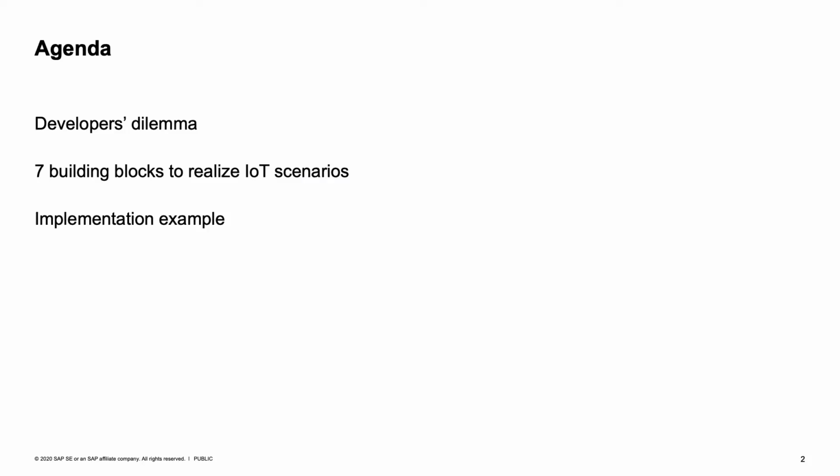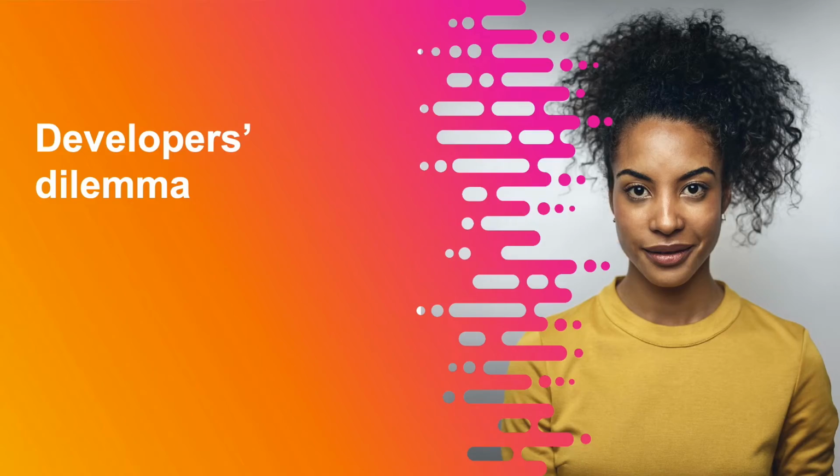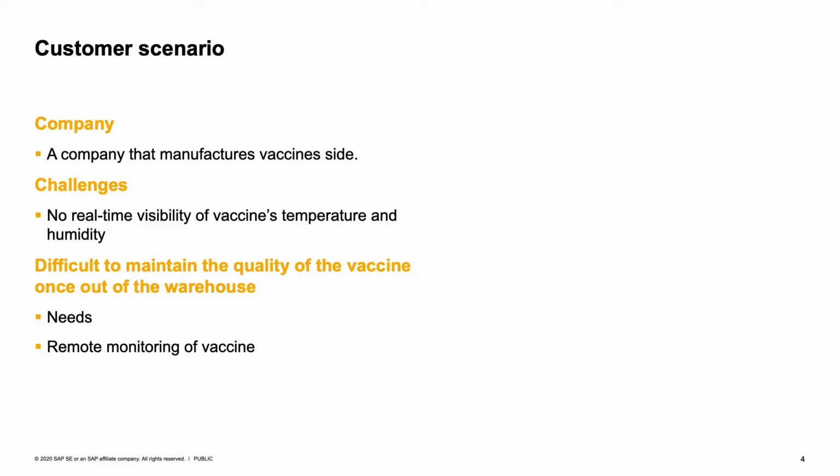Today, I'm going to talk about 3 things: the developer's dilemma, the 7 building blocks to realize IoT scenarios, and an implementation example. Let's talk about the developers' dilemma. Let's first imagine a situation that developers often face. Given a customer use case, especially an IoT use case, how do you start?